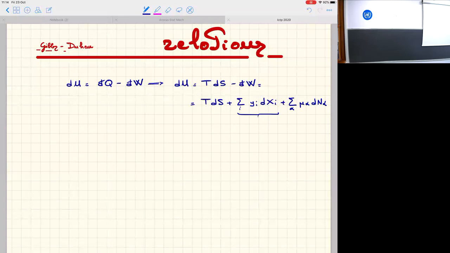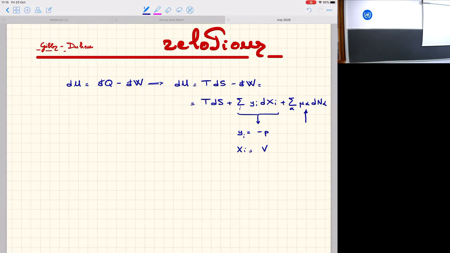Let me make an example. If you have pressure and volume, then y is equal to minus the pressure, and then x_i is equal to the volume. The reason I'm writing it this way is that I could, in principle, have some magnetic work, some electrical work, if I have dipole moments, and so on and so forth. So I'm writing things in the most general way. And this is the chemical work, right? So chemical potentials times changes in the number of particles.